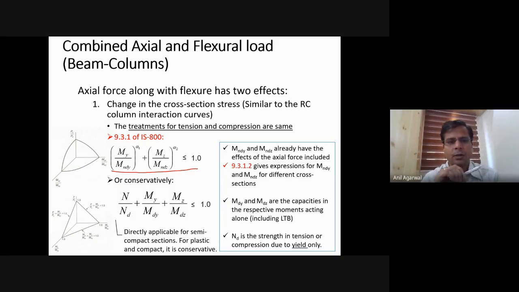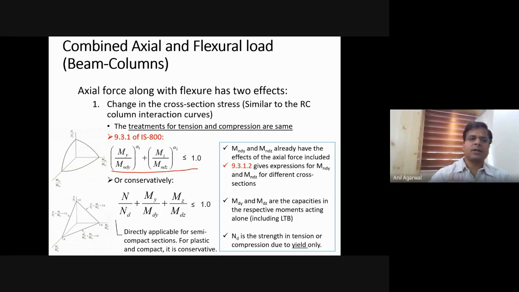This is that equation. Now in this equation, you see there is M divided by M_nd,y to the power alpha 1. The values of alpha 1 and alpha 2 are given in the code. I have not written them because these are long sets of equations. And M_z divided by M_nd,z to the power alpha 2, and that should be less than or equal to 1. Now you may see that this equation does not have a component of P. What I'm saying is that even though P is there, the equation only has M components, right?